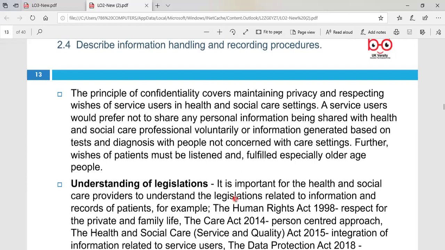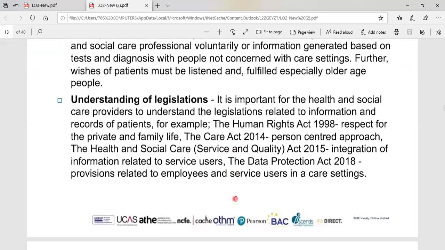We'll learn about this. A service user would not share any personal information if that information doesn't need to be shared, you don't need to share it with anyone, except obviously with your manager, who needs to know everything. So you have to have this understanding. They need to be sure that you would not share this information with anyone. Only in this instance will they share with you the complete and true information. So their wishes need to be listened to and respected, especially when they're older people.